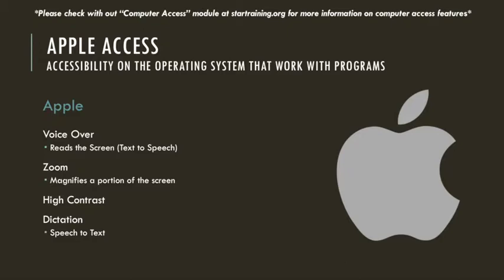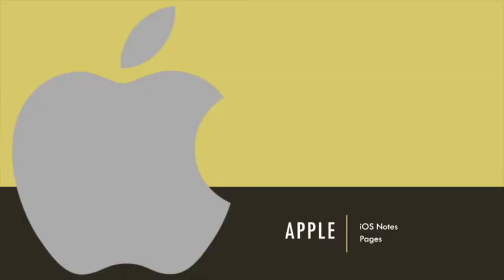Please check out our computer access module at startraining.org for more information on computer access features, but in general, the Apple accessibility features include VoiceOver, which reads the screen, that's a text-to-speech program, Zoom, which can magnify a portion of the screen or the entire screen, high contrast, that's changing the visual appearance of the screen, so making whites brighter and darks darker. And last but not least, dictation, which is speech to text. Again, check out our computer access module for more information about the accessibility features in Apple products. So let's go ahead and get started.